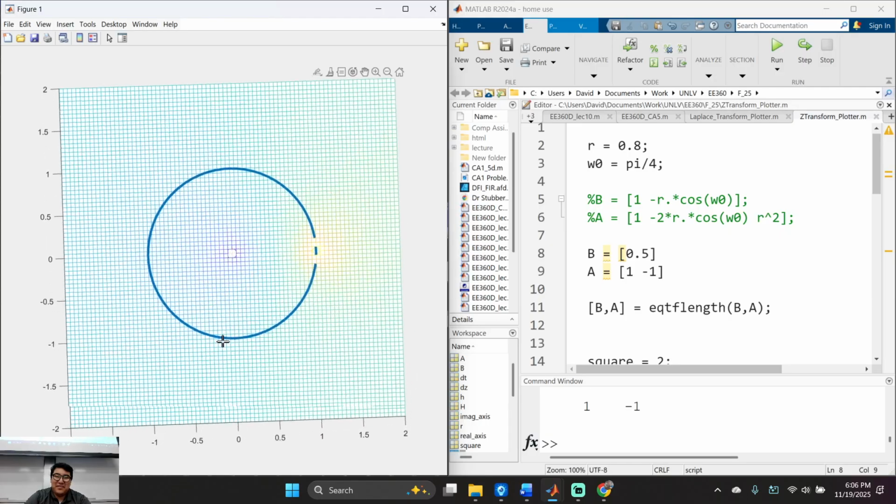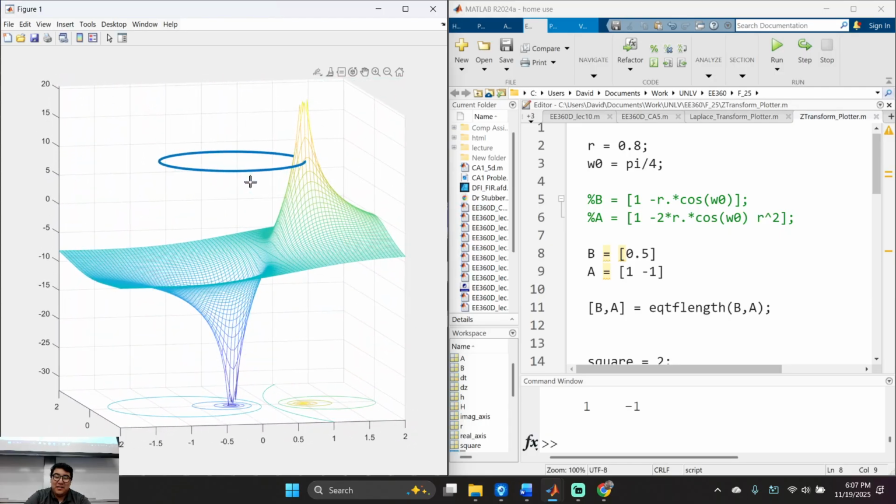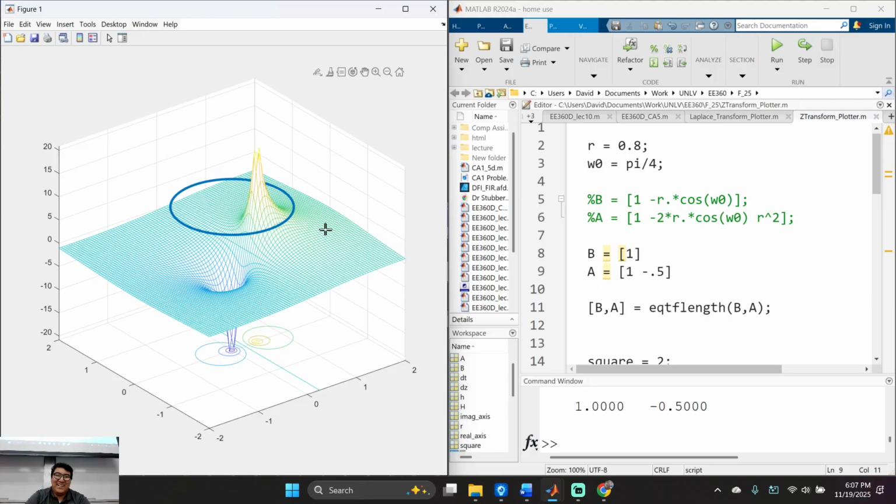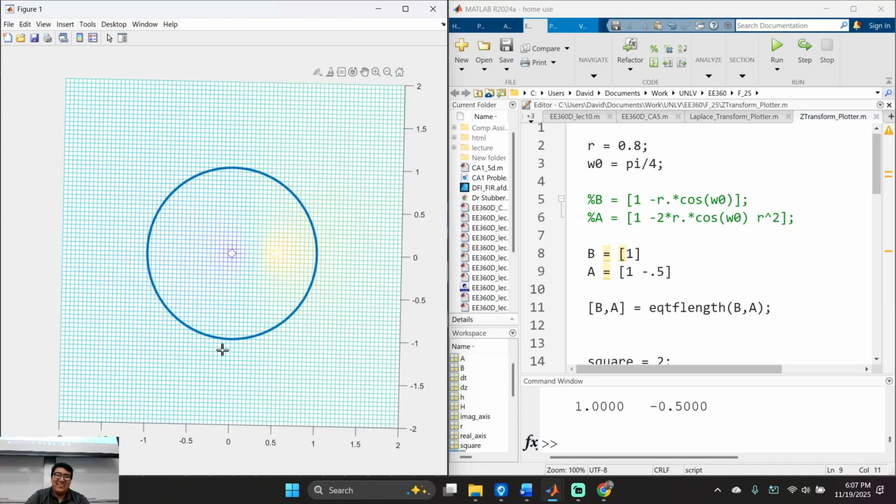Is that working? Huh, it doesn't work. No, because that doesn't change anything. There we go, because I want to change this guy. So if we know that the pole is going to move this, let's do 0.5. There we go. Now our system's stable.